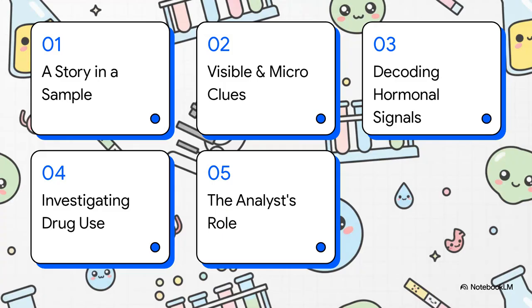All right, here's how we're going to break it down. First, we'll talk about why we call the sample a story. Then we'll get into the clues we can find just by looking, both with our eyes and a microscope. After that, we're going to decode some powerful hormonal signals, then switch gears to investigate drug use. And finally, we'll wrap up with what is maybe the most important part, your critical role as the analyst.